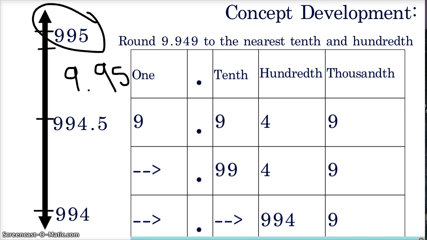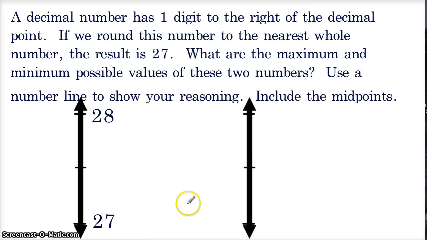Okay, let's apply this to a word problem. This one is kind of like a puzzle you have to figure out, and you're going to be able to use a vertical number line to solve it. The problem says a decimal number has one digit to the right of the decimal point. If we round this number to the nearest whole number, the result is 27. What are the maximum and minimum possible values of this number? Use a number line to show your reasoning, include the midpoints.